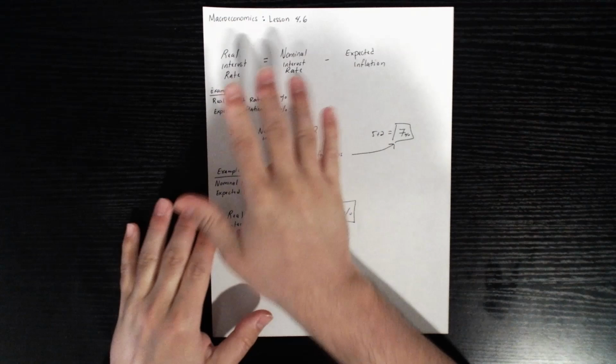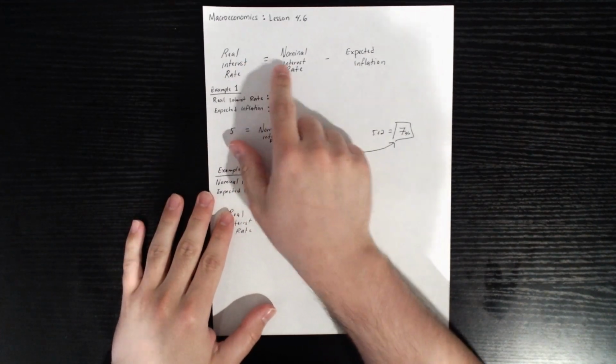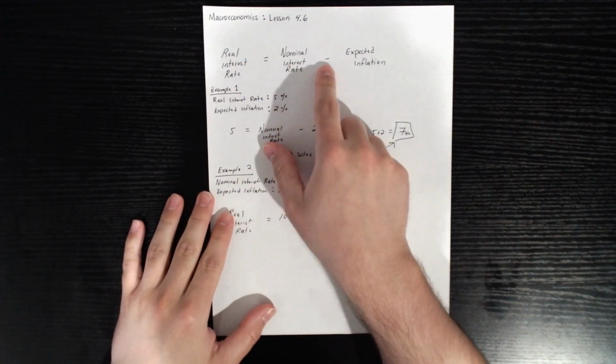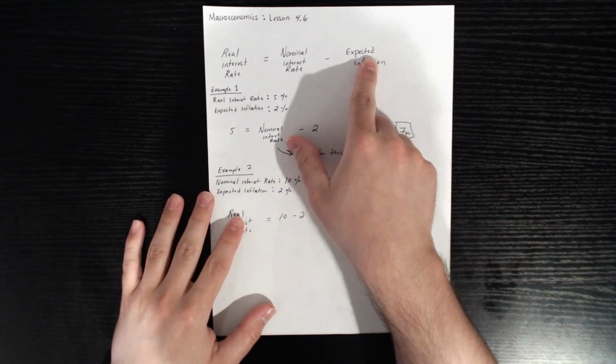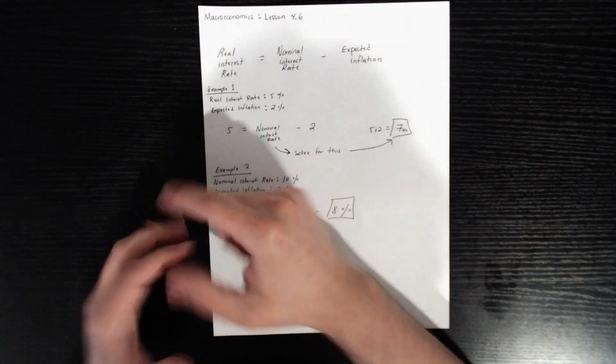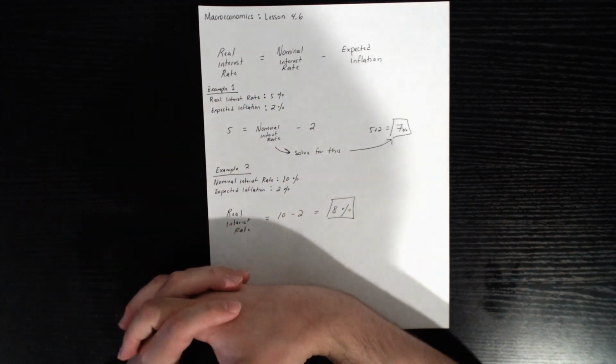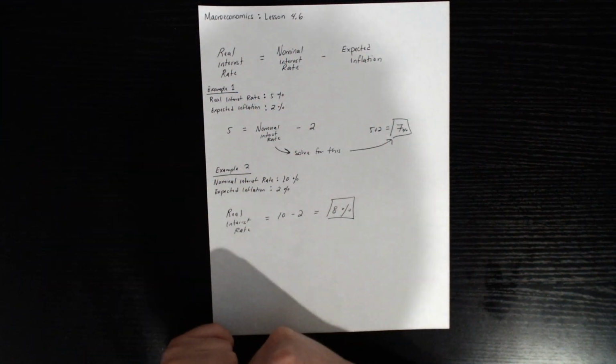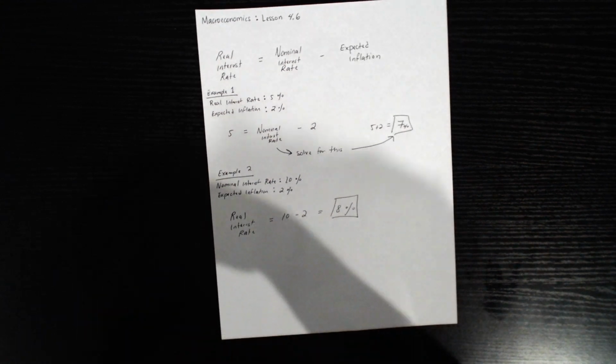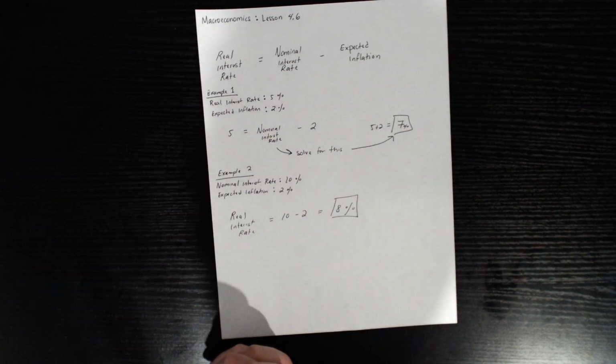We're going to start out with this equation. The real interest rate equals the nominal interest rate minus expected inflation. So interest rate is what you have to pay back when you borrow money, or the rate of return that you get when you lend money to somebody else or invest.